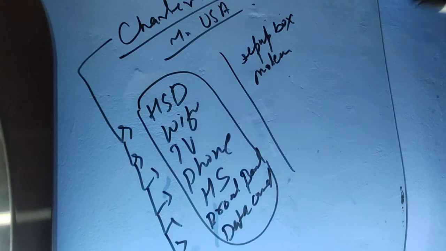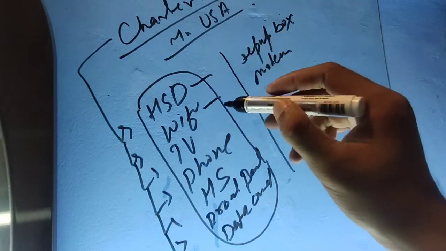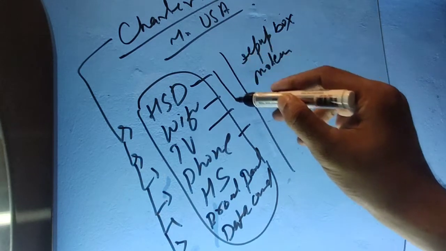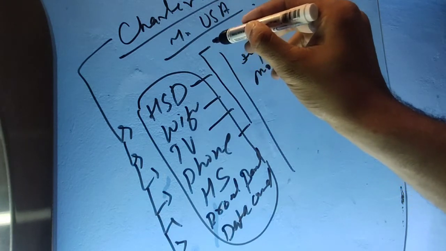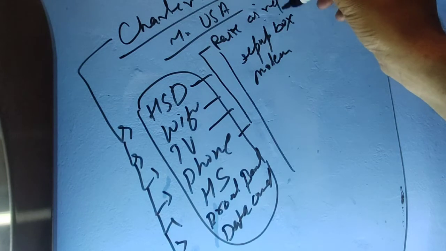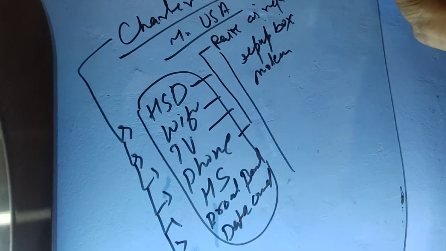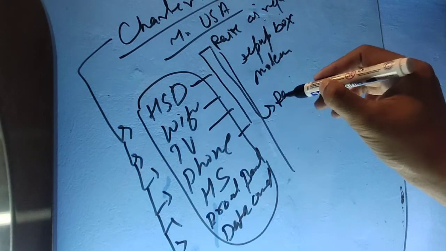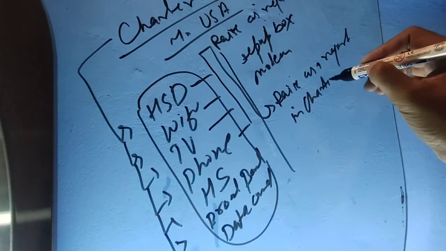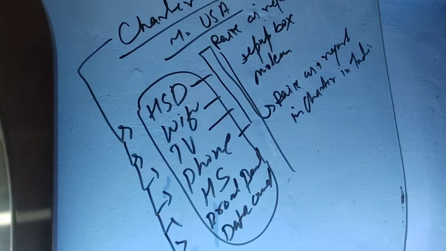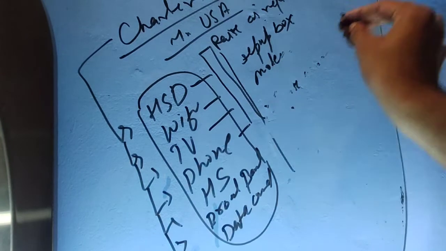Okay, so what happens in a telecom project? These selected services, HSD, Wi-Fi, TV and phone, are raised as a request in the Charter project in India. Okay. So let me erase, then I will explain next. Okay.